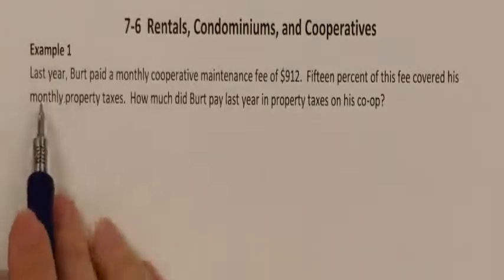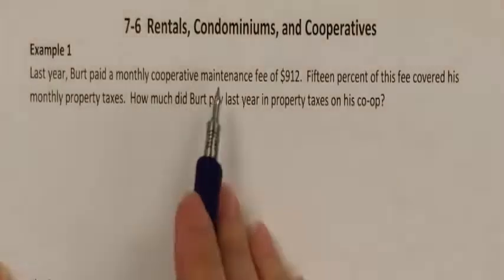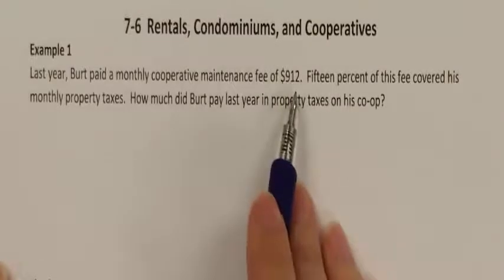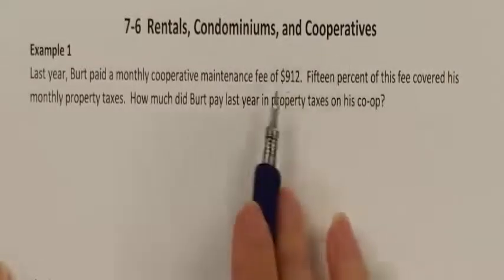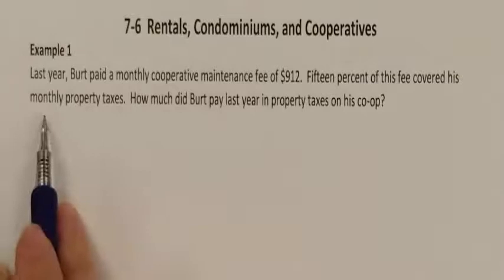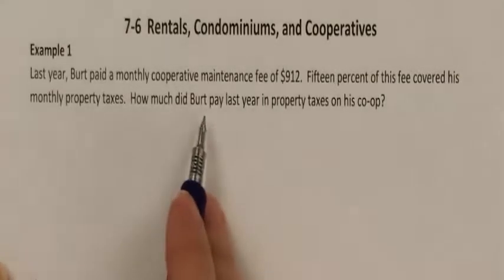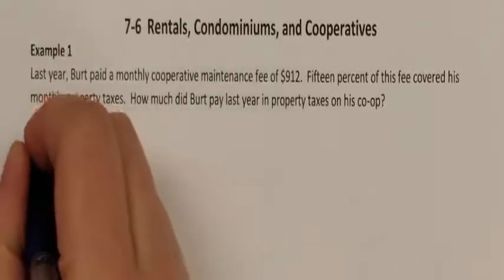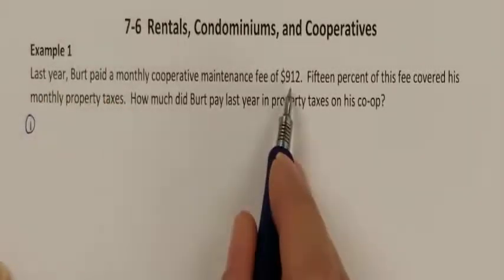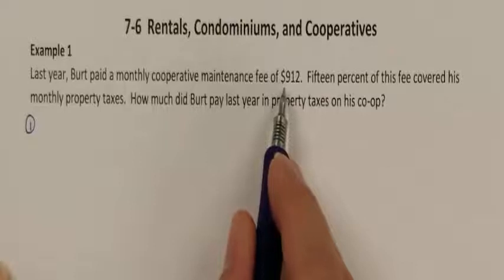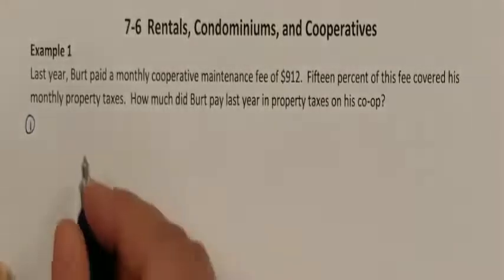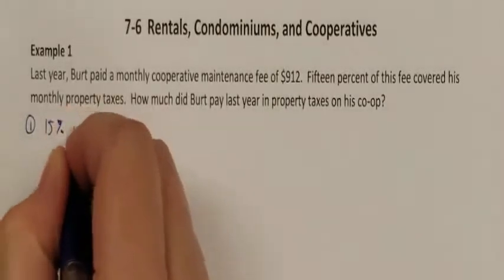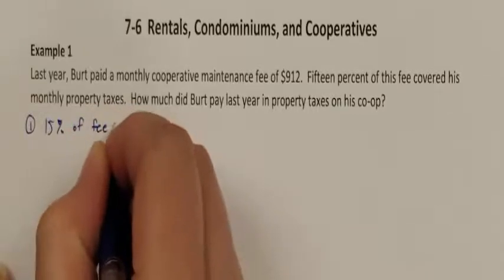Example 1. Last year, Bert paid a monthly cooperative maintenance fee of $912. 15% of this fee covered his monthly property taxes. How much did Bert pay last year in property taxes to the co-op? So the first thing we want to figure out, this is his monthly fee. So monthly, how much of his property taxes was he paying? So we know that 15% of the fee is going to be property taxes.